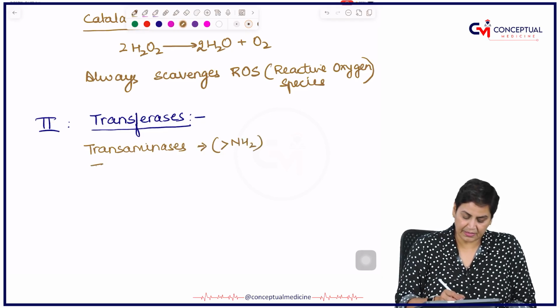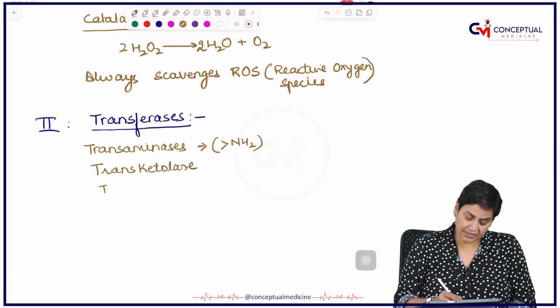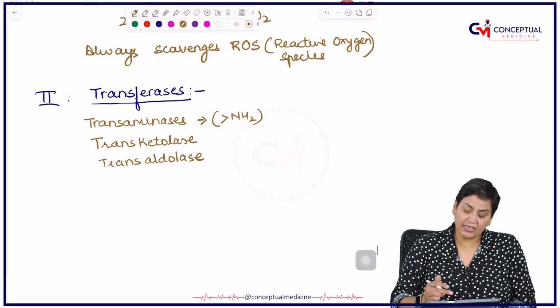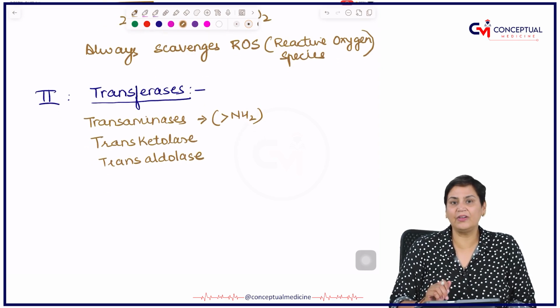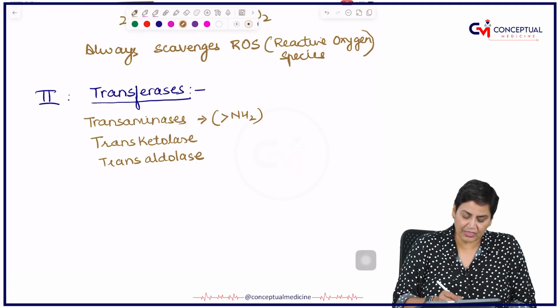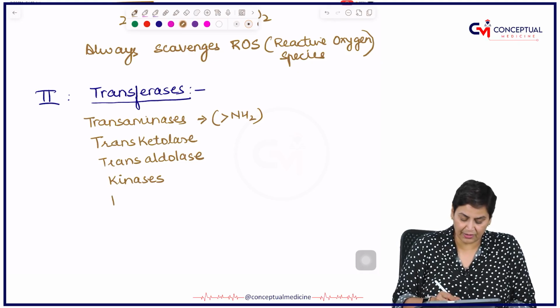Then transketolase, transaldolase, right? And there is one more subclass of this, whenever phosphate group is transferred. So whenever phosphate group is transferred, it is known as kinases. So kinases will also come under this class, and when inorganic phosphate is transferred, it becomes phosphorylase.